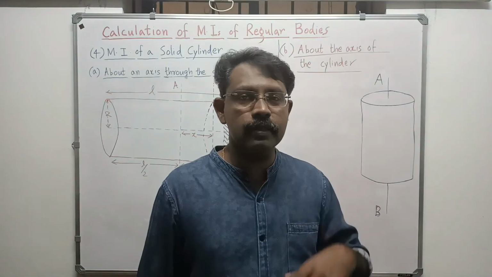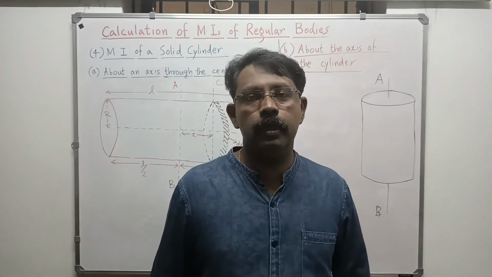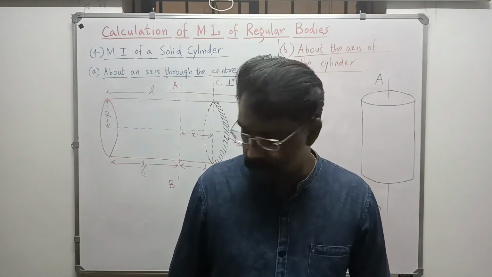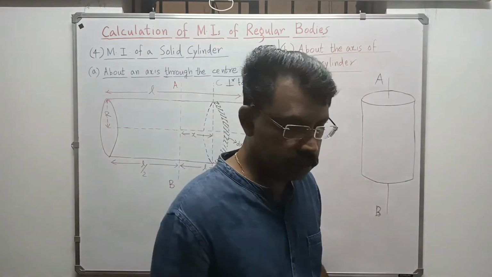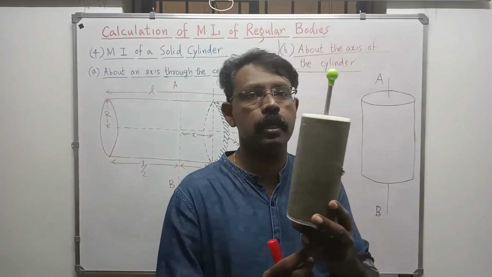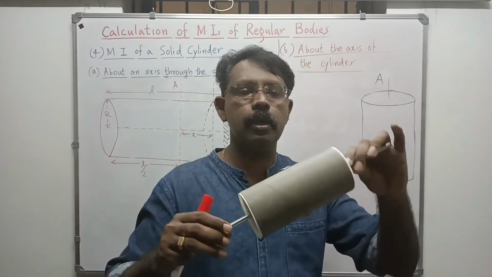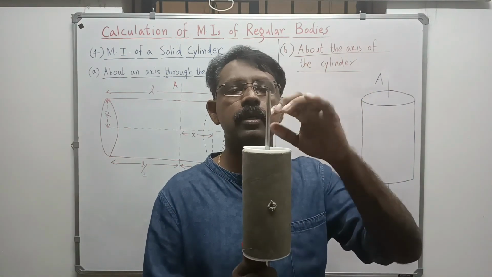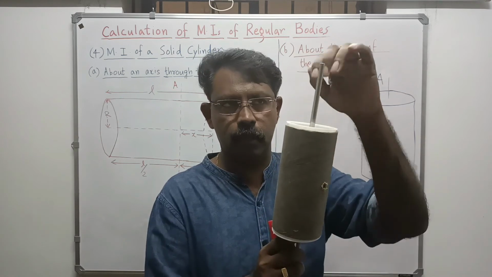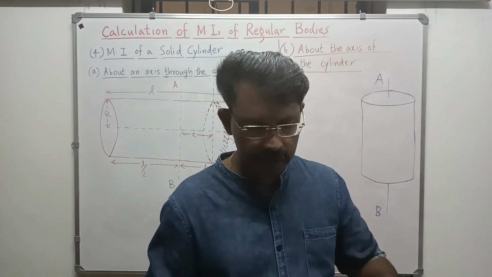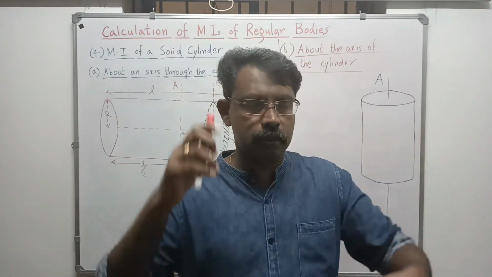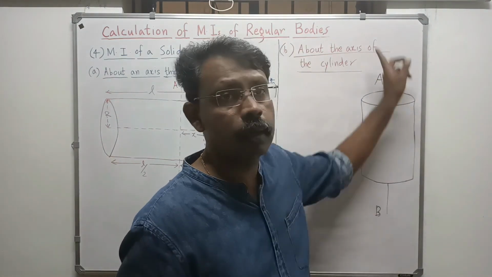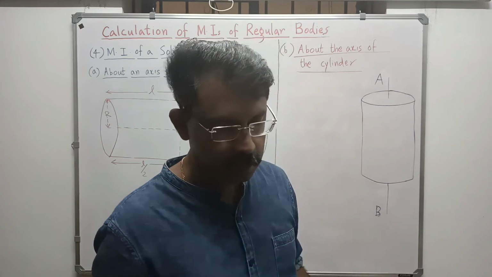Now the second axis that we are considering for determining the moment of inertia is an axis passing like this through the cylinder. So what is the peculiarity of this axis? This axis is actually the axis of the cylinder itself. Earlier we were considering an axis perpendicular to the length. Now we are considering one axis which is parallel to the length, or it is the axis of the cylinder.